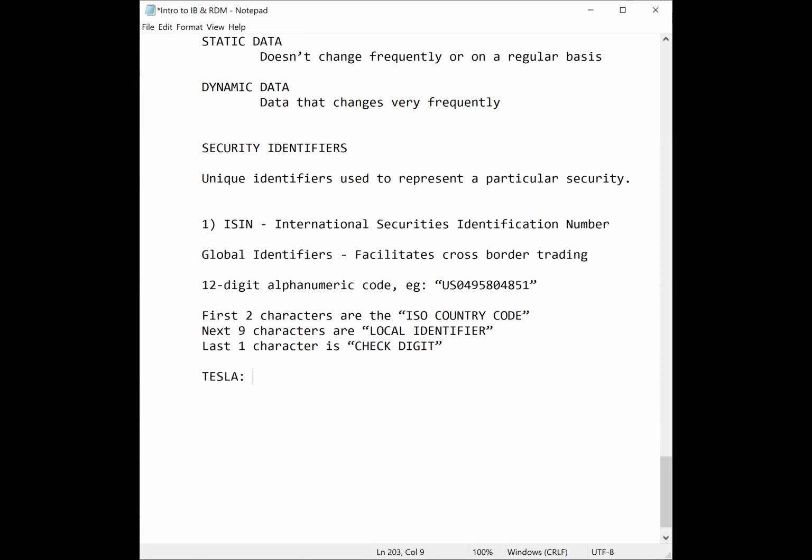Sir, it is US 88 160 R1014. Very good. So US is domiciled where? US, right? That's why it is starting from US. Okay, tell me somebody now, somebody else tell me what is the ISIN number of Infosys?